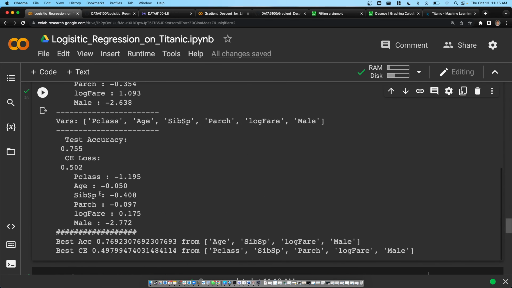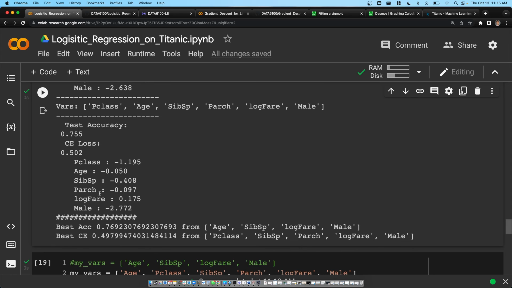And then at the end, I found the best one. If you look at accuracy, which one predicts the most accurately, it's age, siblings, log fare, and male. And if you look at which one has the best loss, using this loss function, it's your class, your siblings, your parents, your log fare, and if you're a male. So it's interesting that these are not the same. I didn't know which one I needed to try.